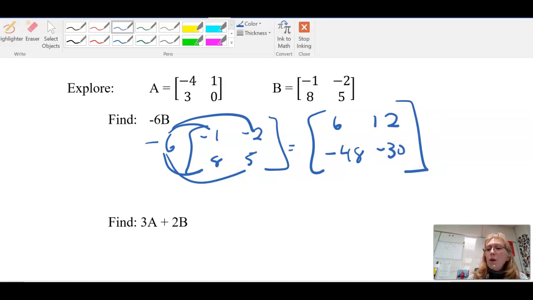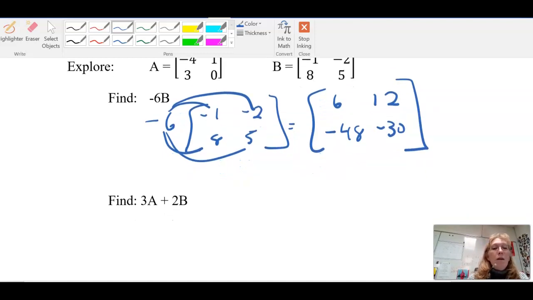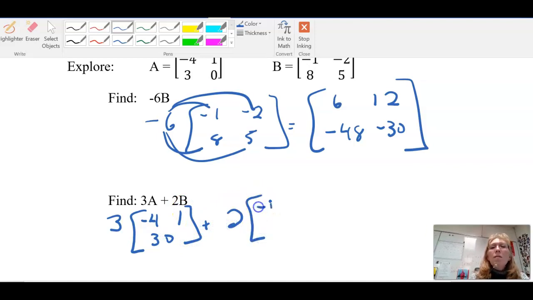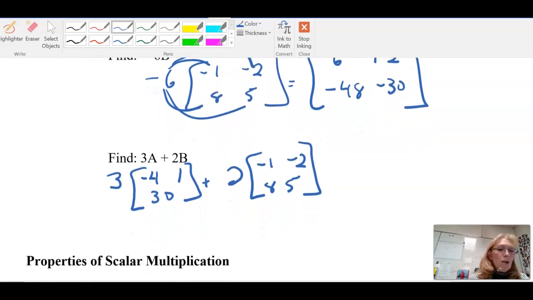Okay, the last one's a little bit harder. I hope you did a great job on this. If you haven't paused and done it, then do so. So now we're going to take 3 times the A matrix plus 2 times your B matrix. Now you're going to do both of those scalar multiplications and then add those answers together.